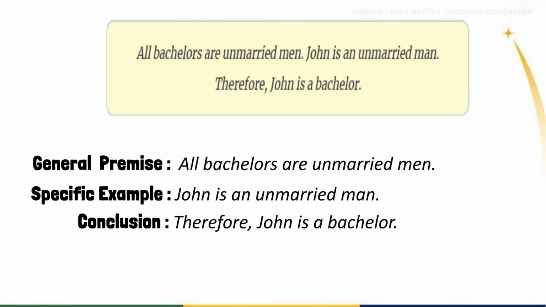First example. The general premise says all bachelors are unmarried men. This is our general rule. Now, we have a specific example. John is an unmarried man. Based on the general rule and the specific information about John, we can say, therefore, John is a bachelor. Let's look at what happened. We started with a general statement, all bachelors are unmarried men. Then, we applied the idea to a specific person, John. So our reasoning goes general to specific. Therefore, this is deductive reasoning.